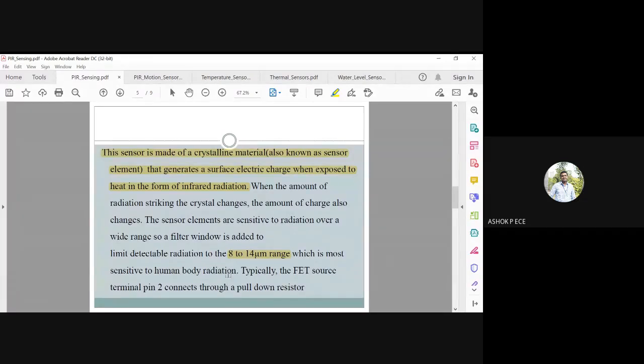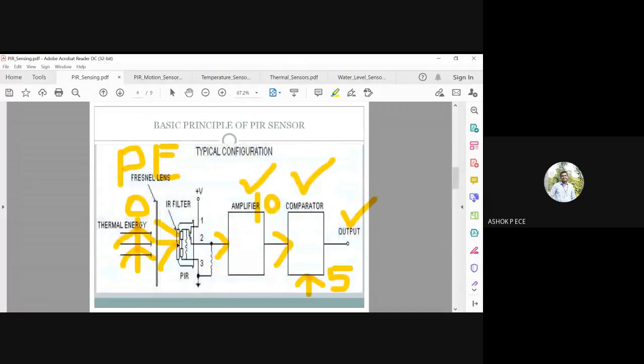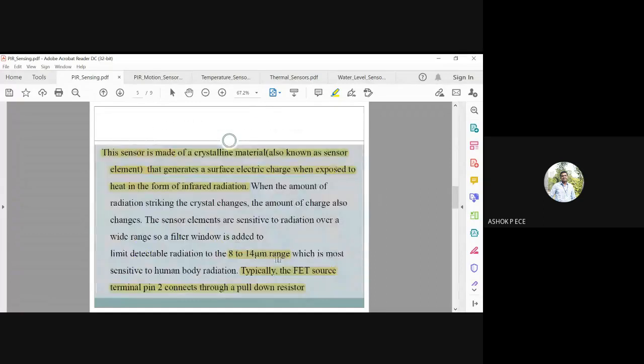Mostly you will be using a FET as an amplifier, and you can amplify the signal and show it to the output. So they say that this 8 to 14 micrometer range is taken care of by this IR filter. This IR filter will allow the IR signals only in the wavelength band of 8 to 14 micrometers. Outside this band, whatever visible light or ultraviolet rays come, it is going to completely reject that signal.